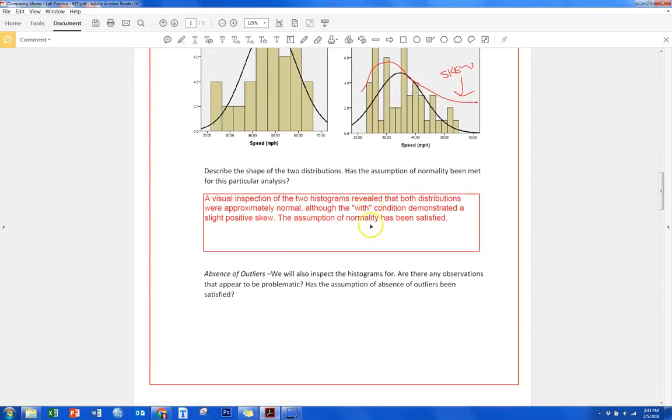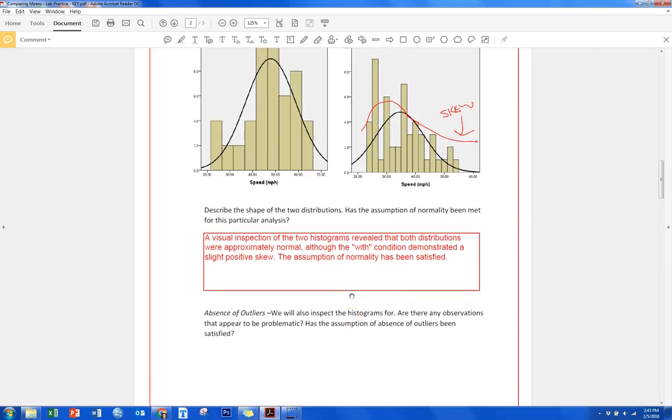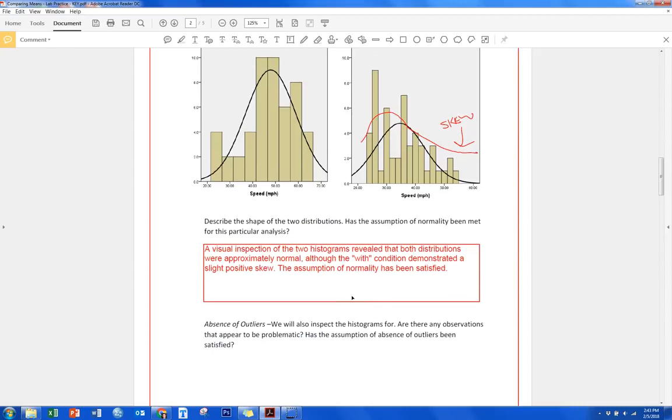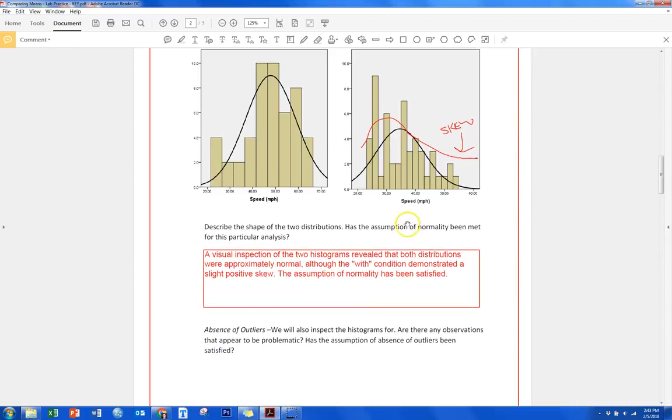All right, moving forward, absence of outliers. We'll also inspect the histograms for outliers. Are there any observations that appear to be problematic? Has the assumption of absence of outliers been satisfied? We're going to go about that using the same visual data here. When we talk about an outlier in a histogram, we're looking for a situation where you have almost your last observation, then some white space, and then another observation over here to the side.